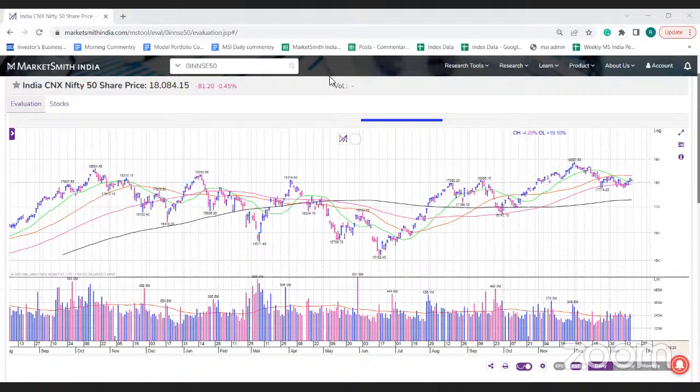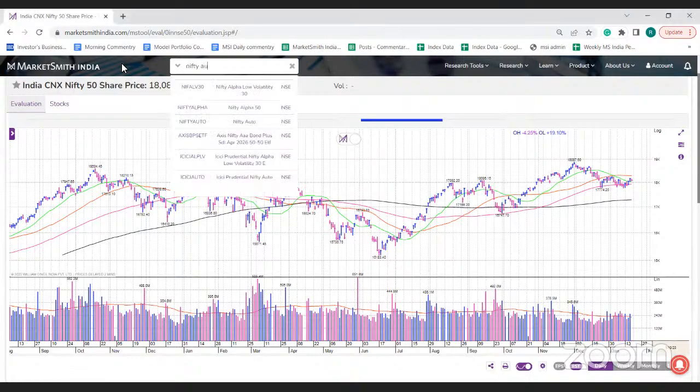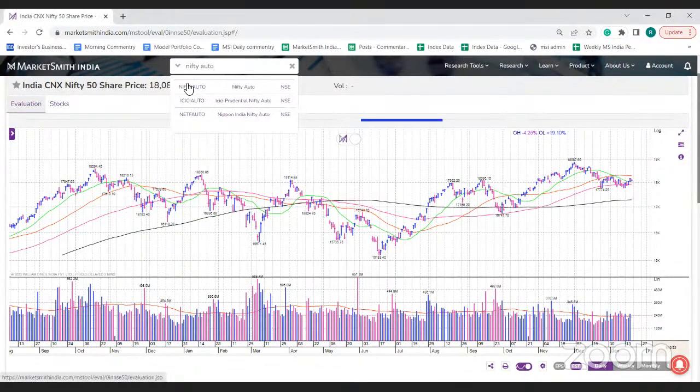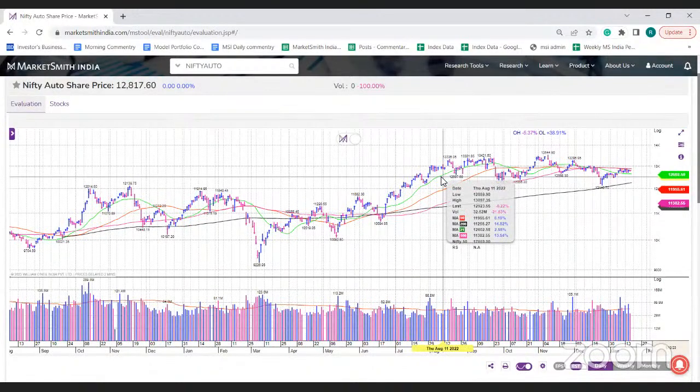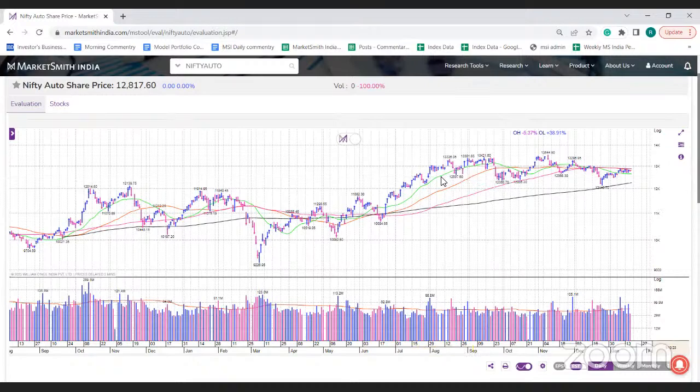Okay, so now if we move towards the sector view, let's take Nifty Auto first. We'll take some 4-5 sectors, and then we'll be moving towards the Q&A. If we look at the Nifty Auto, after making a high 6-7 months back, it is moving sideways. There is no major action as far as autos are concerned, right?